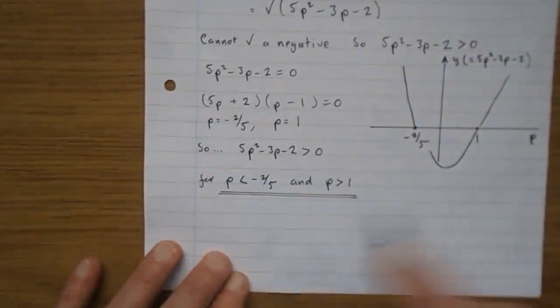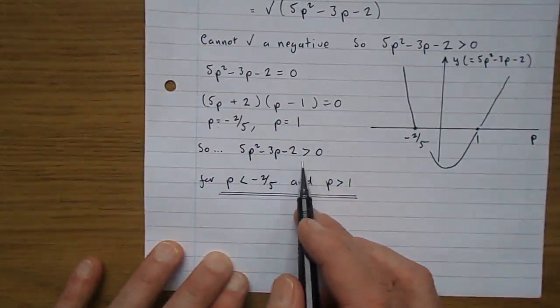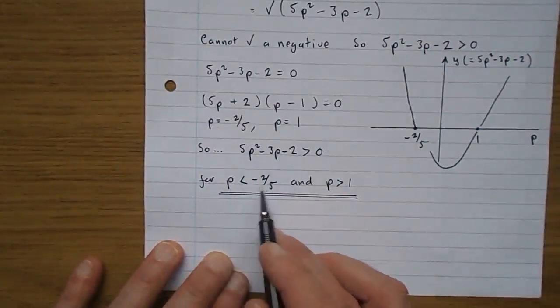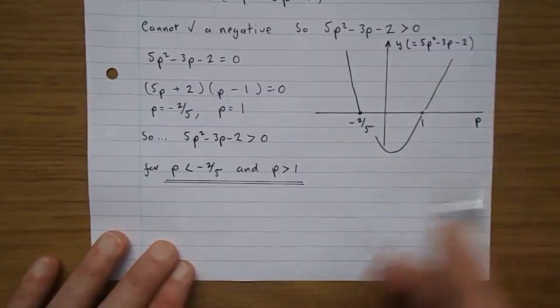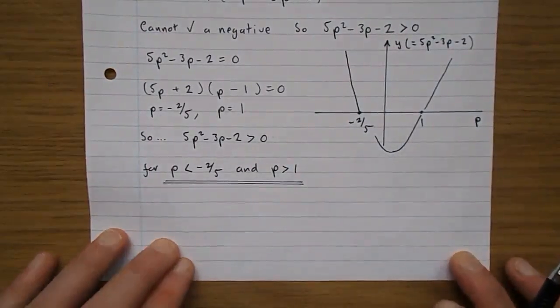So for that to be greater than 0, in other words, for it to represent a circle, p has to be less than negative 2/5, and p has to be greater than 1 for the circle to have a radius. Okay.